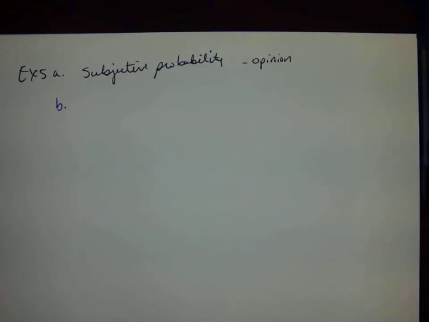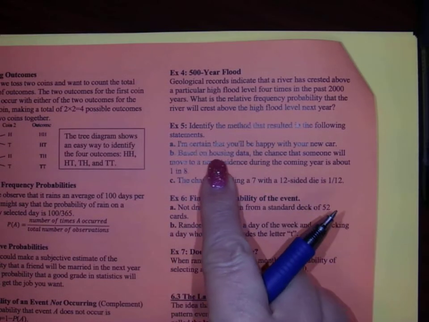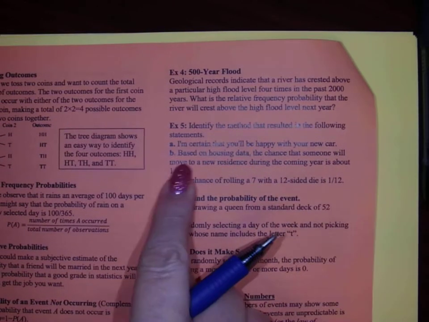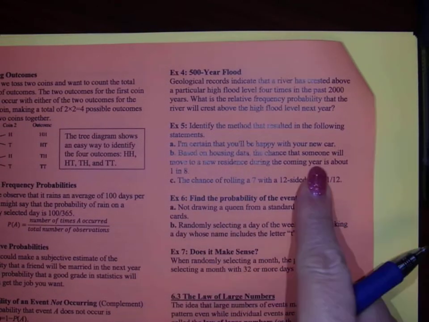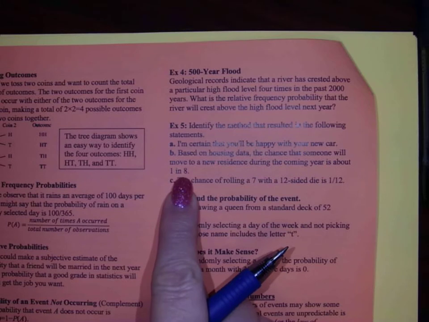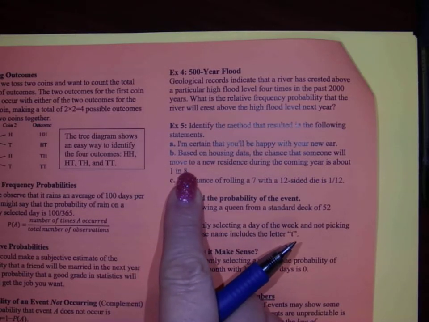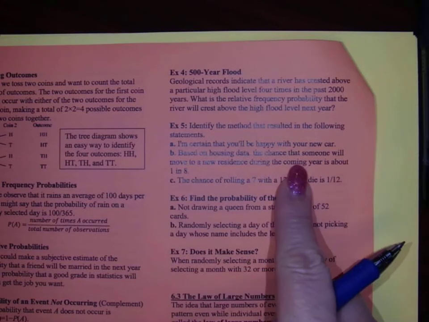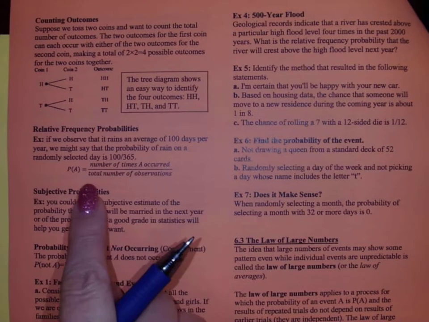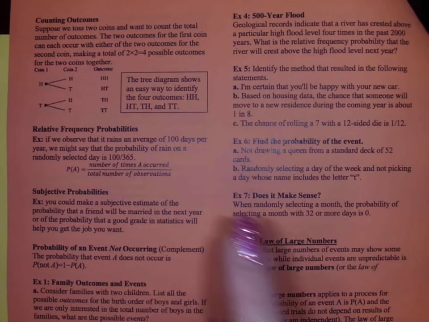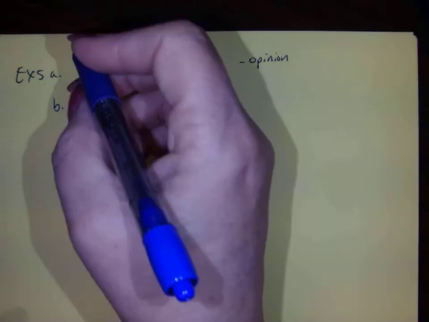All right, part B, let's go look at this one. Based on housing data, the chance that someone will move to a new residence during the coming year is about 1 in 8. Well, that looks like they've got some information going on there. We've got some data that shows that about 1 out of 8 of the population moves to their residence during a given year. So that's probably looking at the number of times it occurred out of the total number of observations. So this one's going to be a relative frequency.